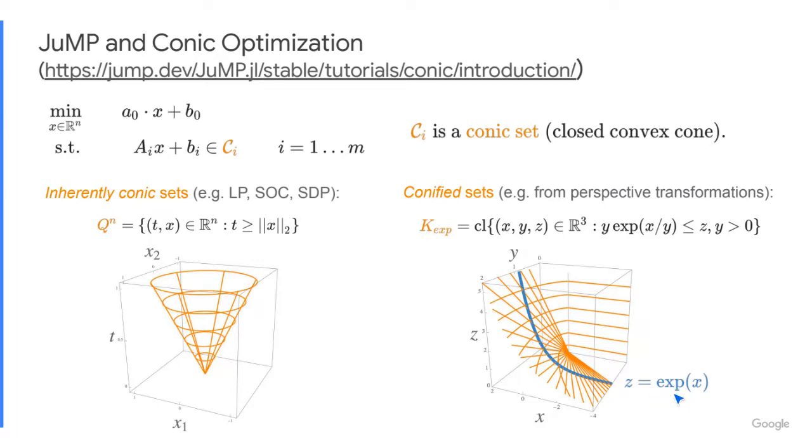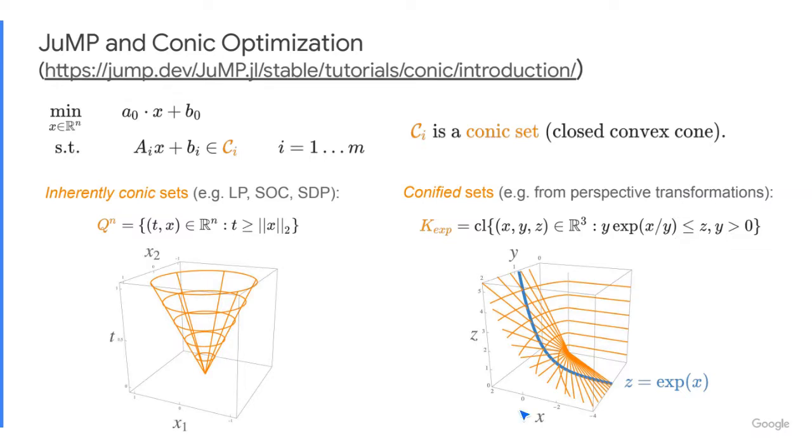And this is a fairly generic way of picking some set that is not conic and putting it inside a conic set. And it's fairly standard. In this particular case, it's using what's known as the perspective function or the perspective transformation. But in general, you could potentially pick any set that is not a cone and make it a cone by adding one additional variable. So in this case, it was this variable y.